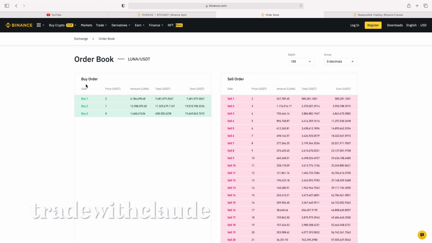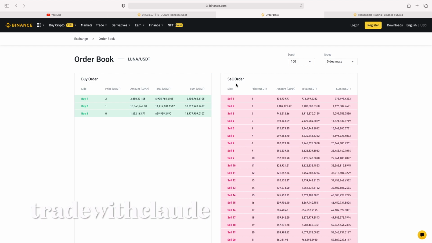Remember, these people are always looking for a cheaper price to buy. These people are always looking for a higher price to sell. So whenever you see a buy order and a sell order, it's telling you that these people are looking for the best cheaper price to buy, and these people are looking for the best higher price to sell. So this should not confuse you.